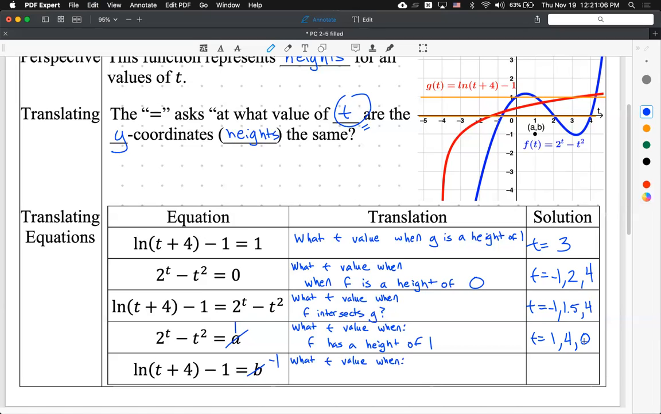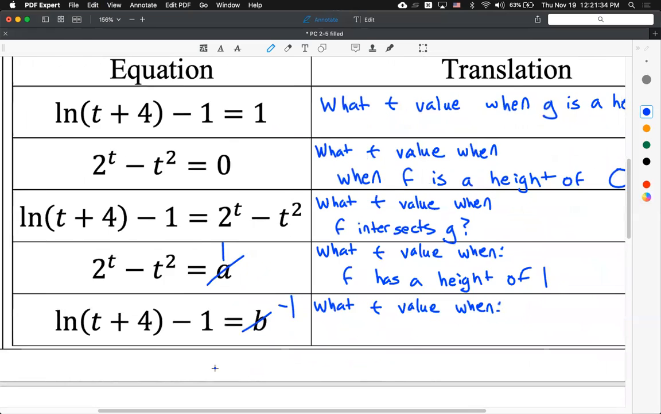All right, someone translate the next one for me. It's the same thing we've been doing over and over. Jaden, you're up. Natural log of quantity of t plus 4, then -1. Is that f or is it g? It's one of those. Okay, which one is it? It is g.